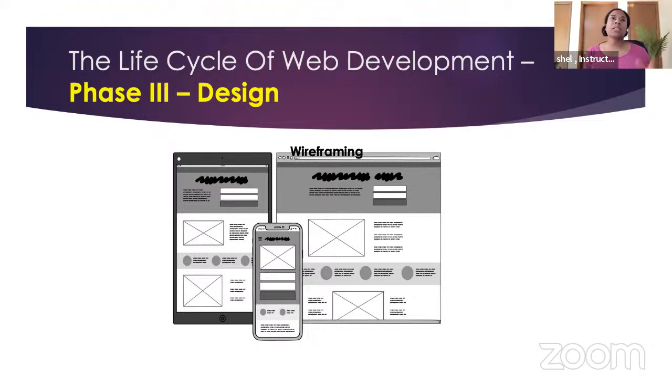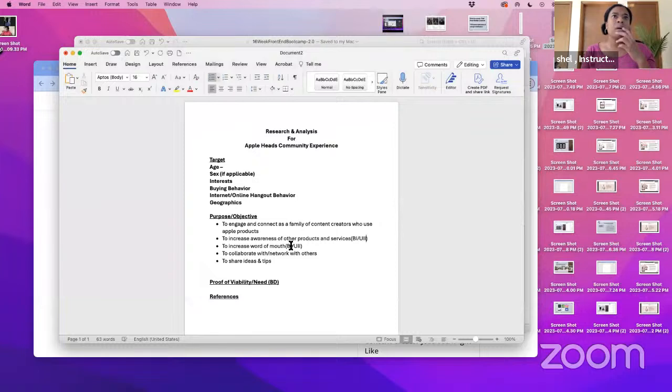So ideation is now that we have identified the purpose of the app. We have identified what we want people to do. We have identified that we want people to engage with the content as a family of content creators. We've established that we want to increase awareness of other products and services, and increase word of mouth. We want people to come there and collaborate and network with others on projects. And we want this online community to be a place where people can share ideas and tips.